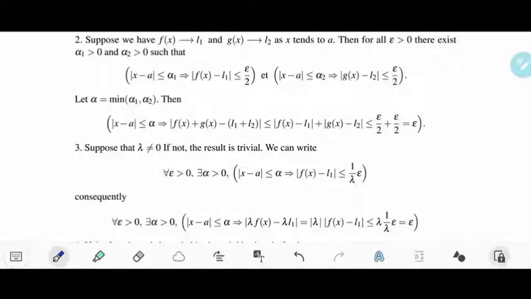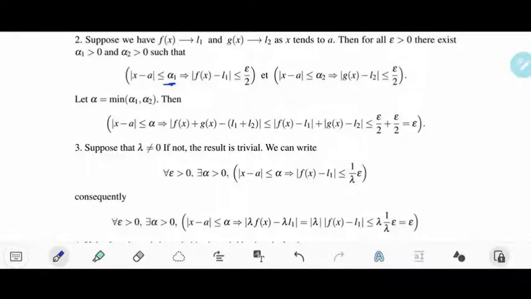For the second property, for example, if you have two functions, f tending to L1 and g tending to L2 as x tends to the same point a, then using the definition of the limit, there exists alpha 1 such that for all x satisfying |x - a| < alpha 1, then |f(x) - L1| is less than epsilon for whatever epsilon that you choose at the beginning.